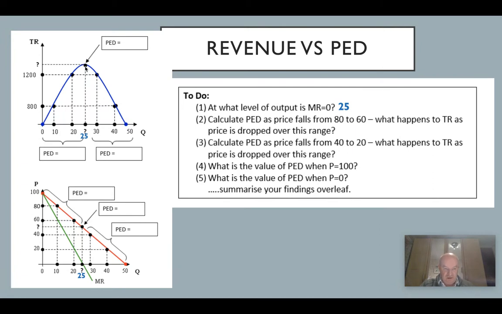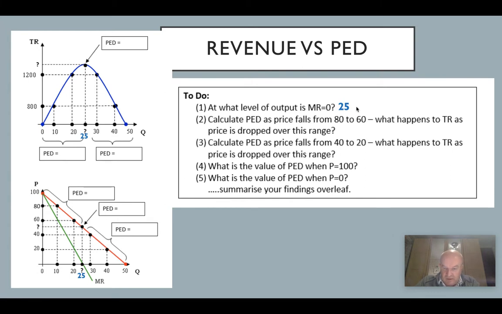At this point you can go down from here and draw in where that is. It's at 25, so essentially the level of output is 25 when we reach that point. Once we've sold 25 units, our marginal revenue is actually 0. We're not going to add any more to that.